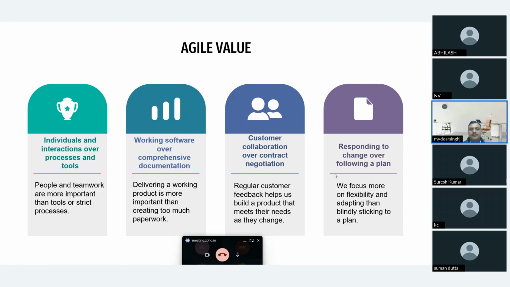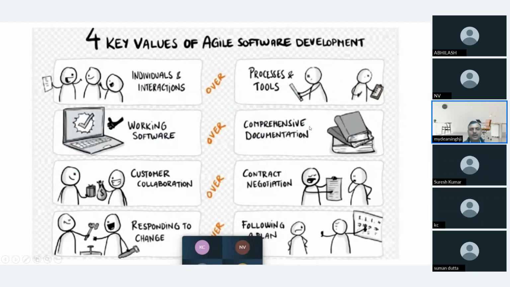Next is coming here. I've given some visuals here so it will be easy to remember: individuals and interactions over the process and tools. Here the people, working software, and here the comprehensive documentation, customer collaboration, where the contract negotiation, and here responding to changes over following the plan. So these are the four values for agile.